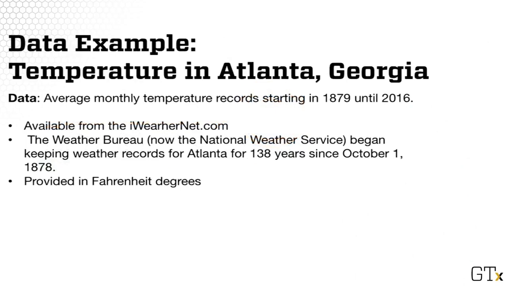I will illustrate trend estimation with the time series of the average monthly temperature in Atlanta, Georgia, where Georgia Tech is located. The data are available from iweathernet.com. The Weather Bureau, now the National Weather Service, began keeping weather records for Atlanta since October 1878, for more than 138 years. The data for this example start with January 1879 and run until December 2016, to have 138 complete years of data. The temperature values are provided in Fahrenheit degrees.